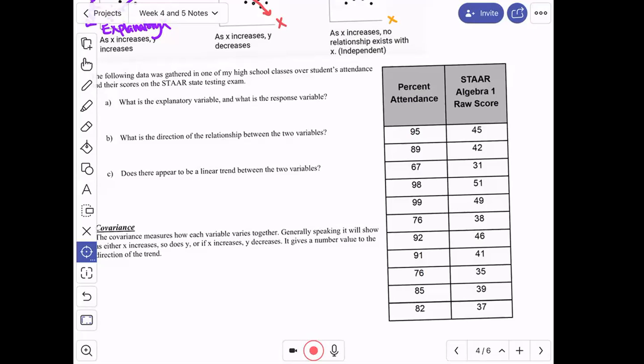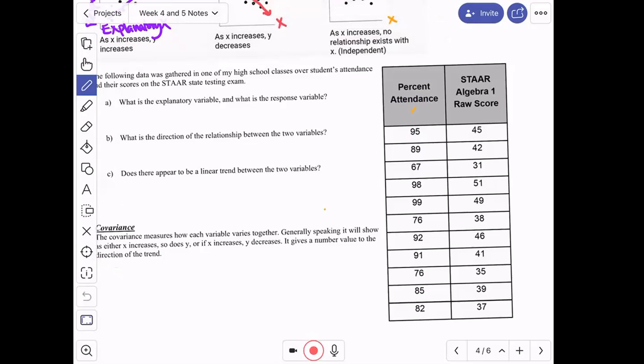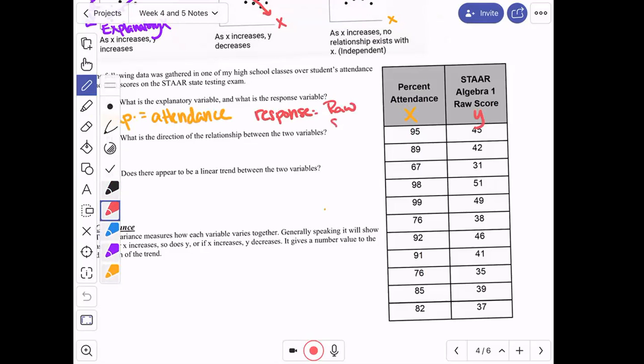So the first thing I'm going to do is look at what is the explanatory variable and what is the response. What's my explanatory variable? What variable explains something else? What variable depends on something else? The attendance is explanatory. Good. Your attendance is your explanatory. So here's your x, and x, the explanatory, is equal to your attendance. And the response variable, here's your y. The response is your raw score.